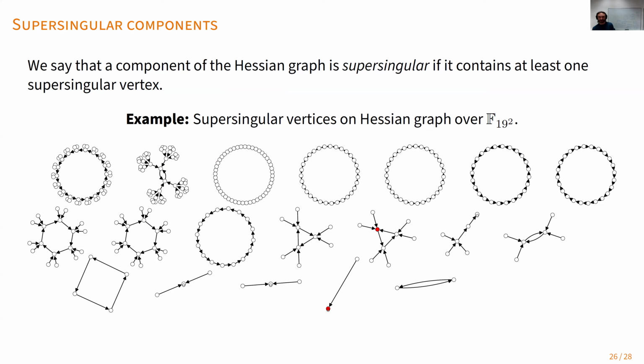What does work is that using the tools we introduced, you can at least rule out some connected components from being candidates to contain supersingular j-invariants. So let's talk about supersingular components, so components that do contain a supersingular j-invariant.